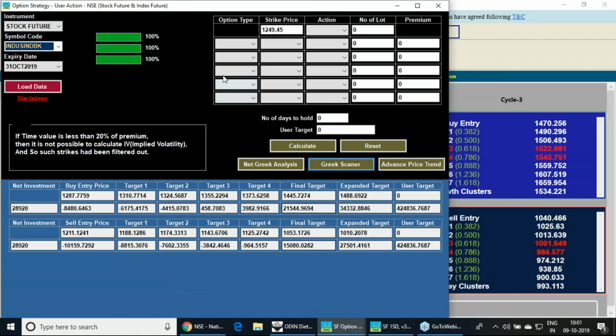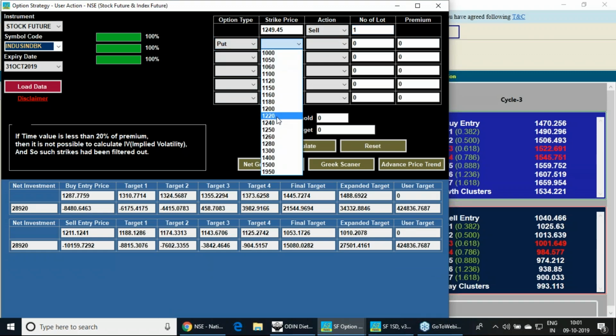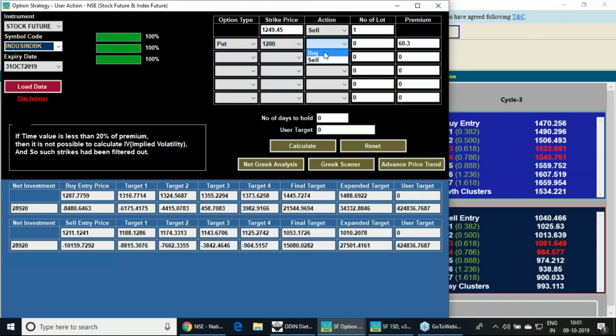So let me analyze the risk reward. I am going to sell this future, one lot. I am going to sell a put option of 1200, one lot. This is becoming a covered put. I am buying a call option of 1300, which is two lots, and this is with the call load.